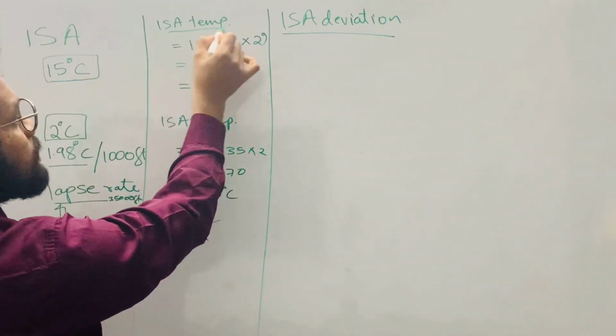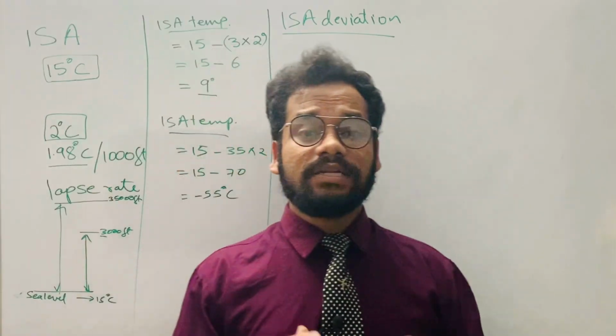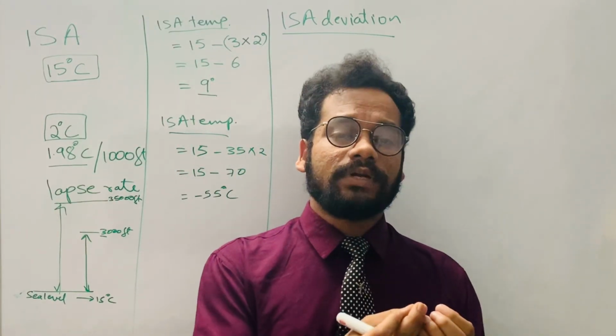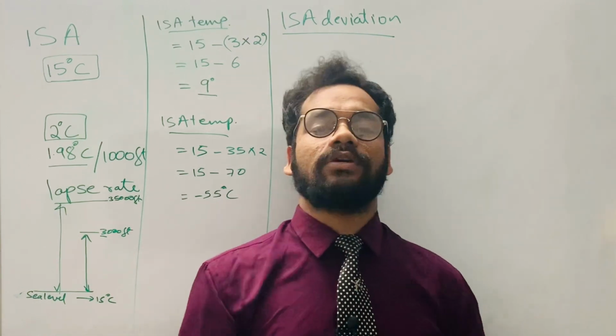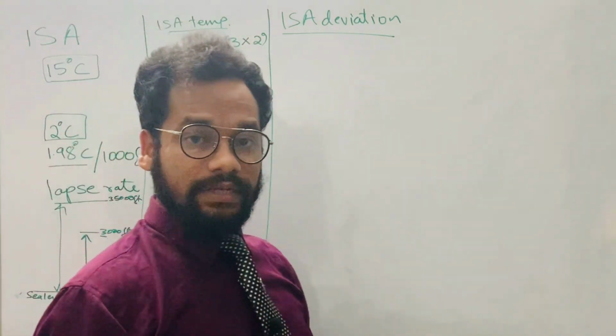Okay, regarding ISA temperature calculations, I hope you are clear with that. Next is ISA deviation. ISA deviation is basically how many degrees the actual temperature at a particular altitude varies from the ISA at that particular altitude. Okay, so let us understand that. So how to calculate the ISA deviation?